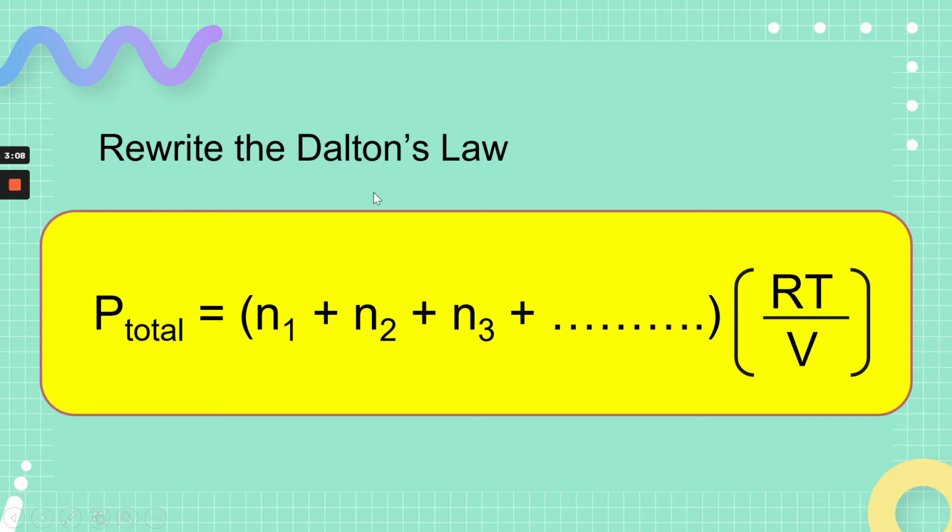So we can rewrite Dalton's law like this. P total is equal to the number of moles of gas 1 plus number of moles of gas 2 plus so forth, times RT over V, because all the gases in the mixture have the same temperature and volume.